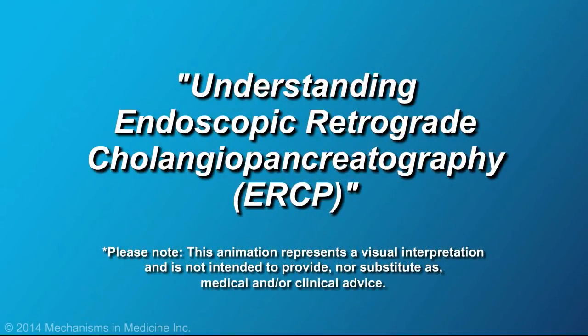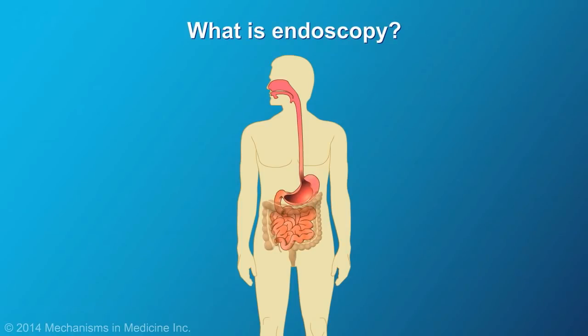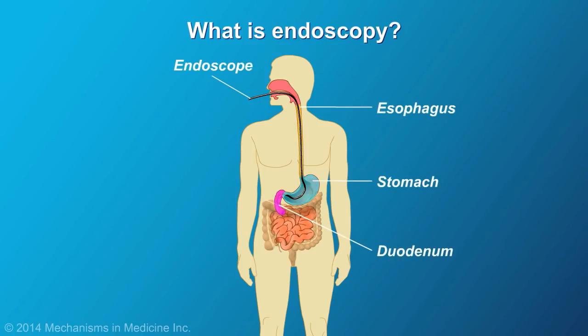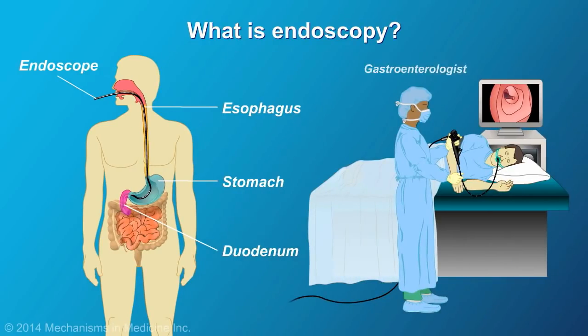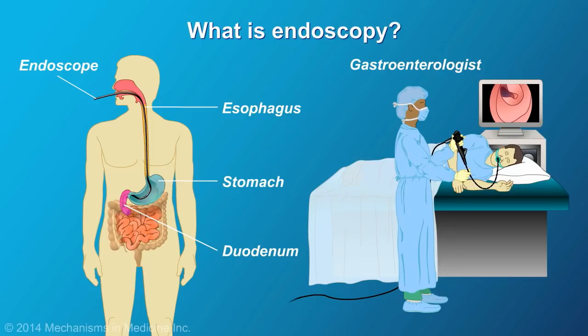Understanding endoscopic retrograde cholangiopancreatography, or ERCP. Endoscopy is a medical procedure in which a flexible instrument that has a camera on the end, called an endoscope, is passed into an area of the body, such as the gastrointestinal or GI tract. Physicians specializing in diseases of the digestive system are known as gastroenterologists.